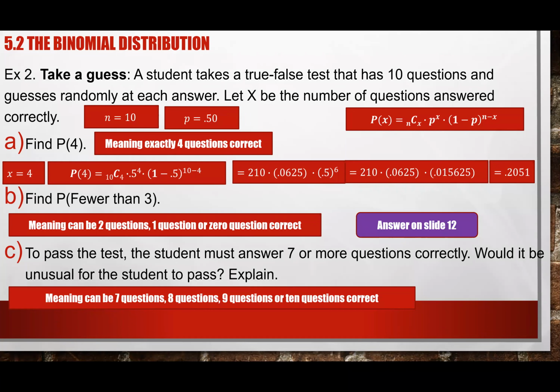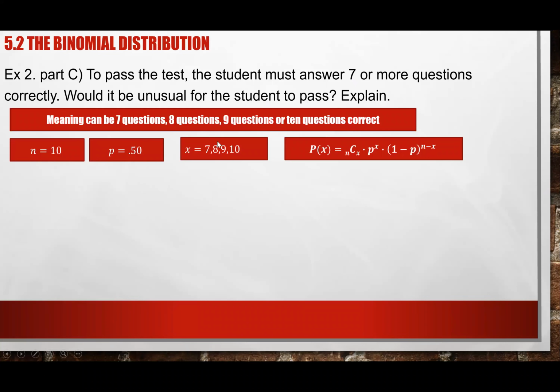But do you agree that this basically tells you that you have to answer 7 questions correct, or 8 questions correct, or 9 questions correct, or 10 questions correct? Meaning, to do this problem, we need to find the P of x. X can be equal to 7, X can be equal to 8, X can be equal to 9, and X can be equal to 10.